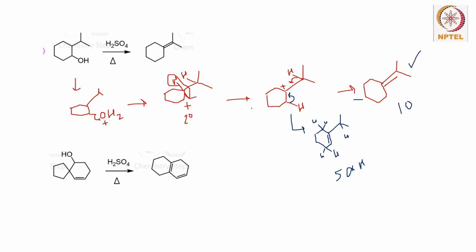Next, you have to know about the order of the reaction. Order means the number of molecules or the number of substituents which affect the rate of the reaction. If one substituent affects the rate of the reaction, that will be a first order reaction. If two substituents affect the rate of the reaction, that will be a second order reaction.